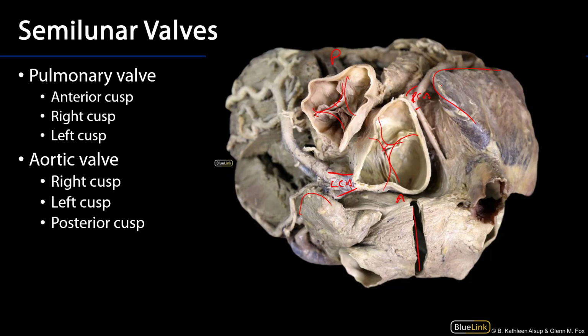Now these semilunar valves have three cusps each. The pulmonary valve is going to have an anterior cusp and then left and right cusps. The aortic valve will have left and right cusps and a posterior cusp. And so what we can see is that the right cusps of the valve align and the left cusps of the valves align, and then there's an anterior and a posterior cusp.